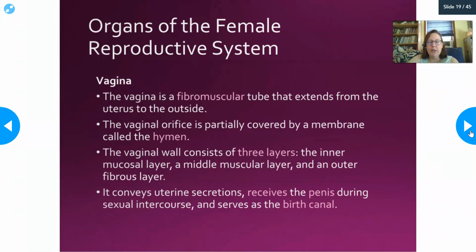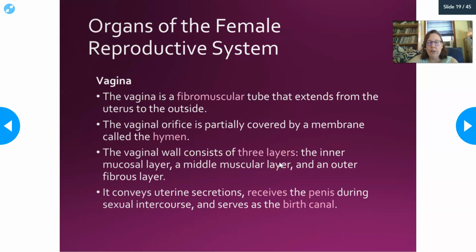Okay, so then the vagina is a fibromuscular tube, extends from the uterus to the outside. It's the birth canal also. And the vaginal orifice will be partially covered by a membrane called a hymen. That is while you are a virgin, and then it gets kind of broken off once you're no longer a virgin.